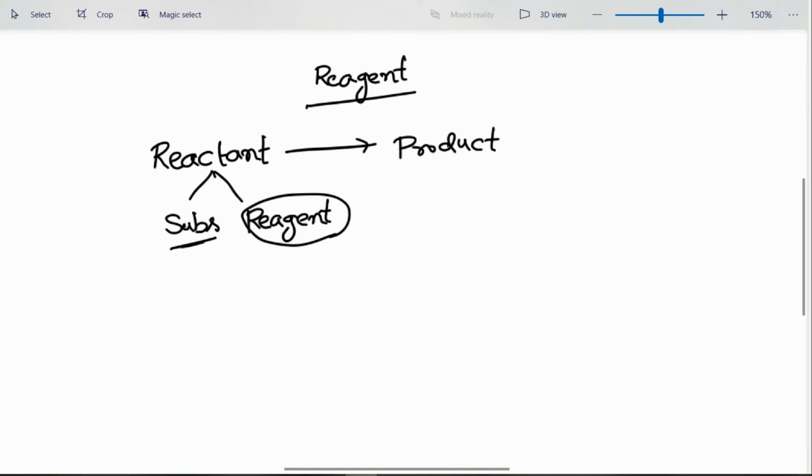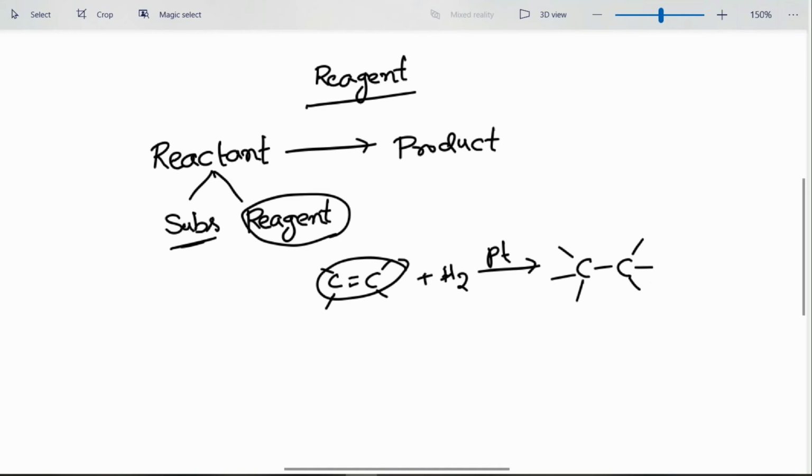Like for example, if you consider the reduction of an alkene, it can be done with different reagents like hydrogen in presence of platinum, nickel, palladium, etc. In this case we are converting an alkene to an alkane, so we need a reagent such as hydrogen in presence of platinum, or hydrogen in presence of nickel or palladium, etc. So these reagents are the attacking species which bring about the change in the substrate to form a product.